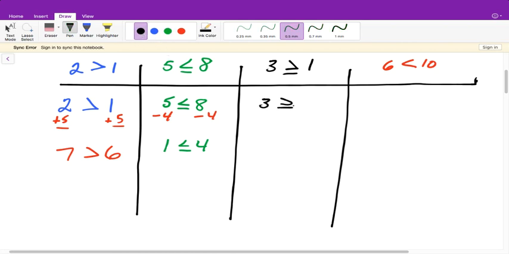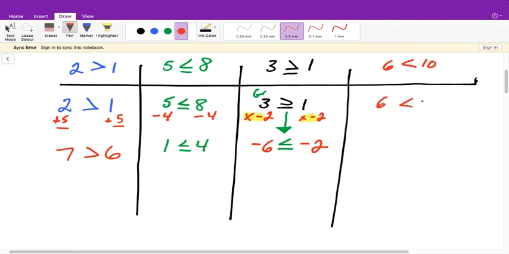However, now we have 3 is greater than or equal to 1. Let's say that we want to multiply by negative 2. 3 times negative 2 is negative 6. 1 times negative 2 is negative 2. It started out that our left-hand side was greater than. However, is negative 6 still greater than negative 2? No, it is now less than. So when we're multiplying both sides by a negative number, it's going to change our inequality. We were greater than on the left-hand side, but after the multiplication, the right-hand side became greater than. So we actually had to flip it.